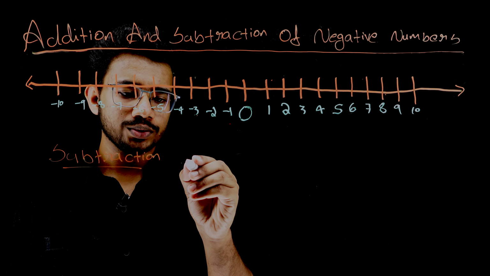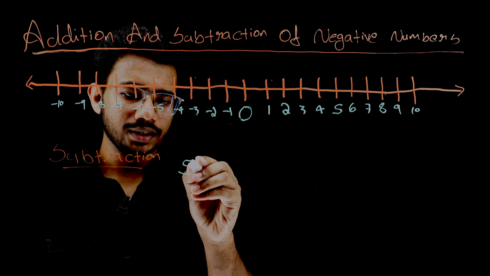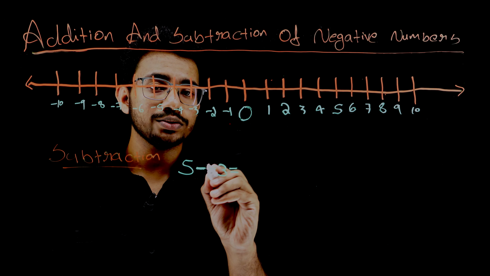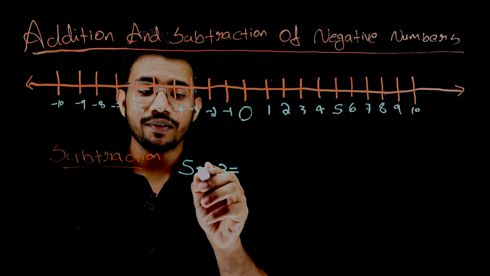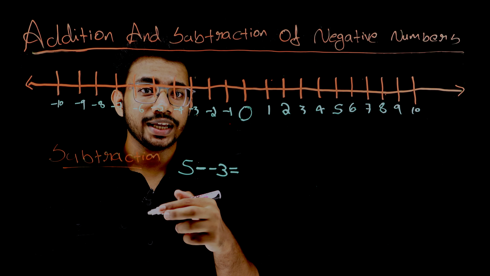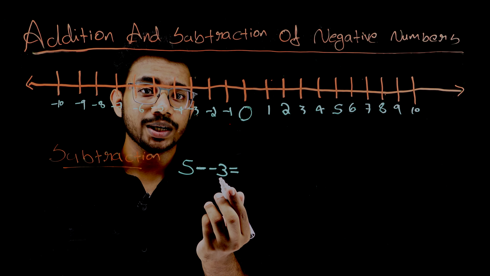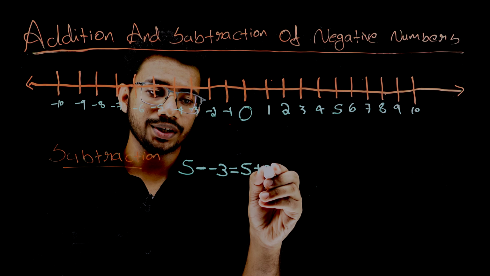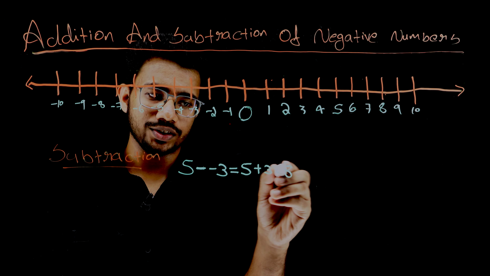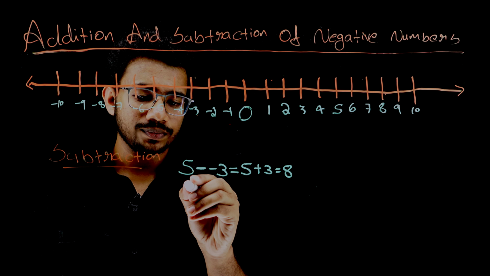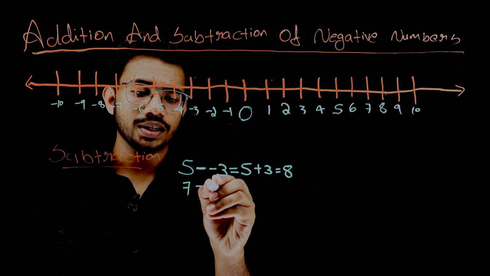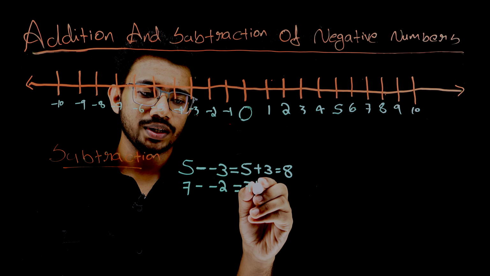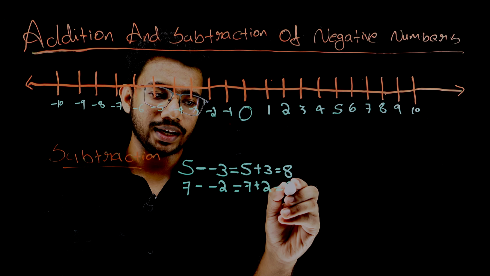Let's say I need to do 5 minus -3. So that is equal to, we have just seen that if I'm having a negative and a negative coming together, it's an even number of negative signs. That will become positive. That will give me 5 plus 3 equal to 8 as the answer. One more example. 7 minus -2, that equal to, negative and a negative becomes positive. So 7 plus 2 gives me 9 as the answer.